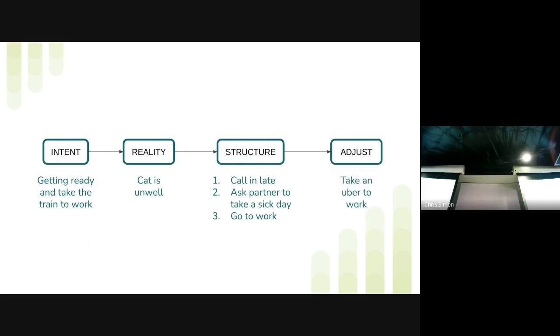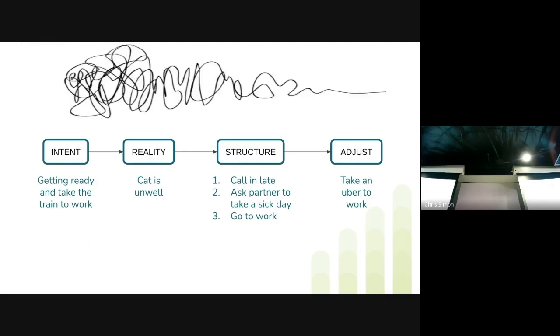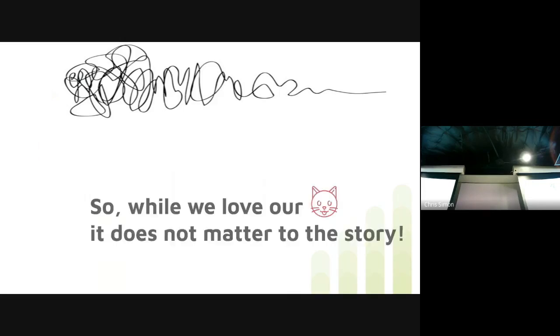Perhaps there'd be a bit of an adjustment in the plan. I'd take an Uber rather than the train to work, but the cat's really not stopping me from getting to work. All of that ambiguity, I'm not even thinking through it as I get to clarity. So while I might really love my cat, it does not matter in the story.